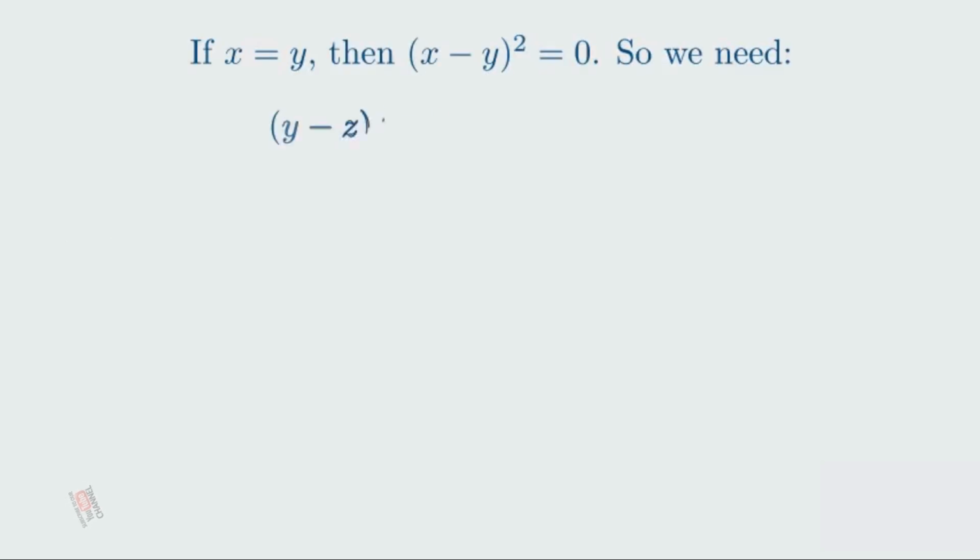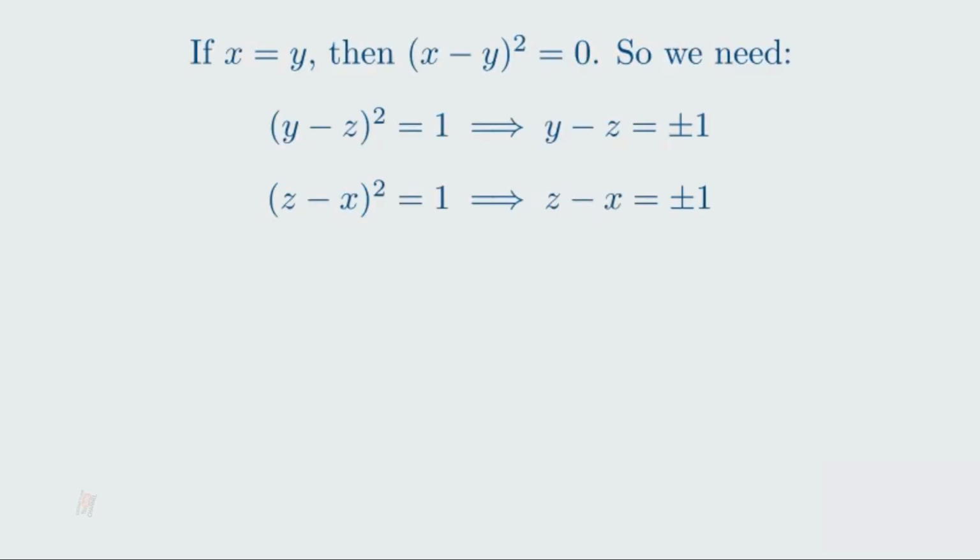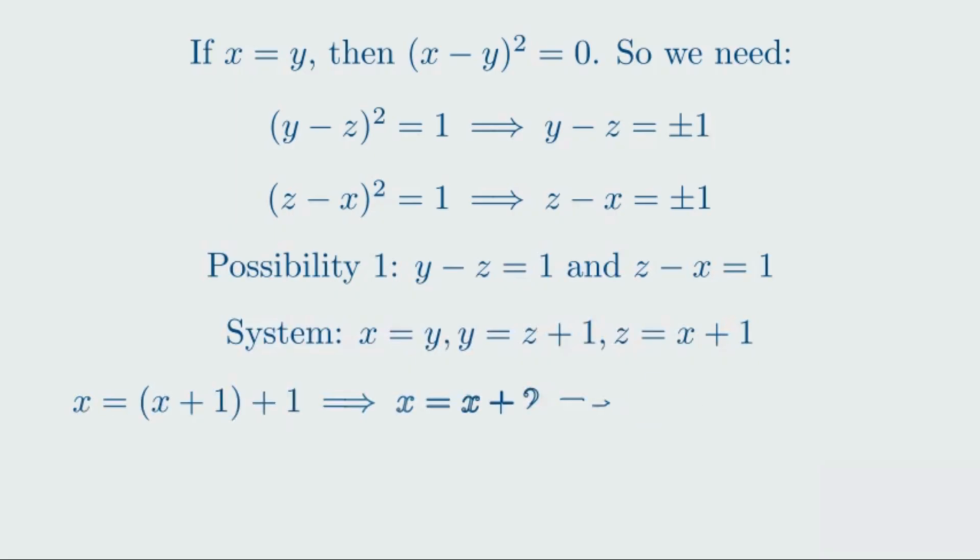If x equals y, then x minus y is 0. This forces the other two terms in our sum of squares equation to be 1 each. So y minus z must be plus or minus 1, and z minus x must be plus or minus 1. Let's assume y minus z is 1, and z minus x is 1.